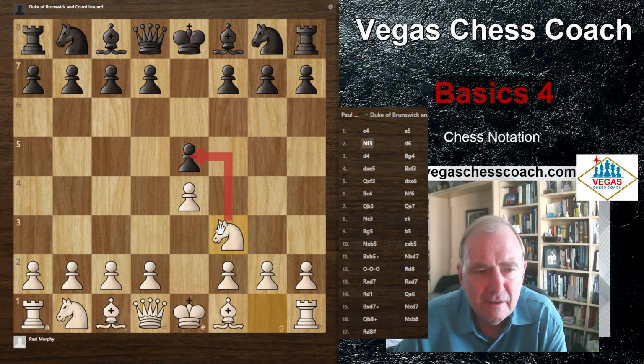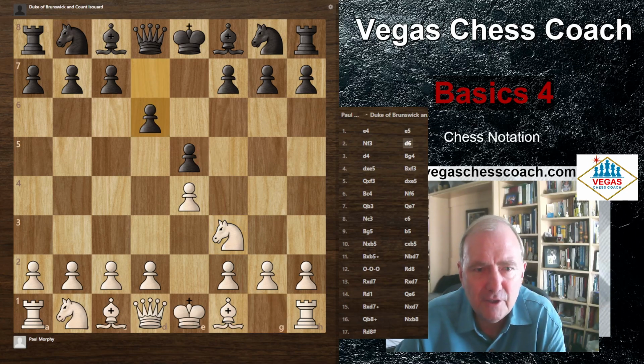Now the knight, you would say, well, isn't it a K for a knight instead of an N? But the king already has a K. So for king moves, we use a K. And the knights get the best next letter, which is an N. Knight to F3, which is shown here. And so that's the notation for the knights. The bishops have a B, the rooks an R, the king a K, the queen a Q. And that's how you distinguish which piece moved to which square.